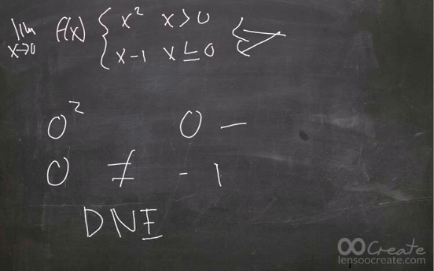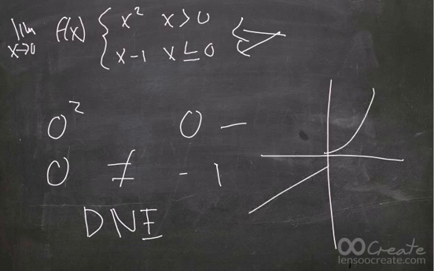So we can go ahead and confirm that with the graph of the function. So you would have x squared and then x minus 1, and you can see that the functions don't meet up at the same point, so the limit does not exist.